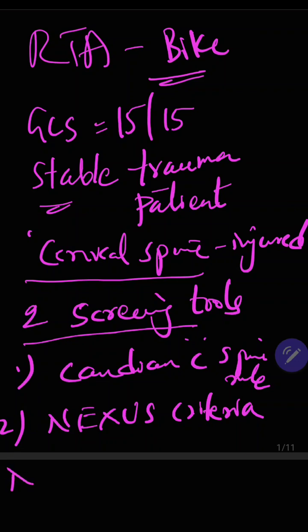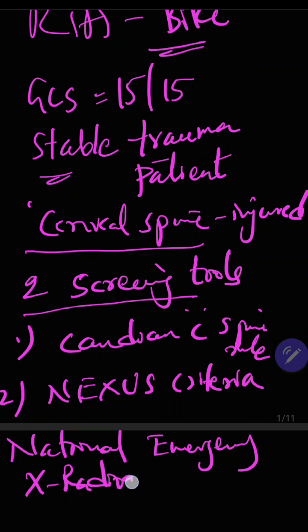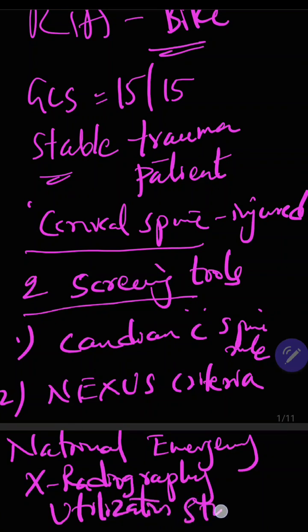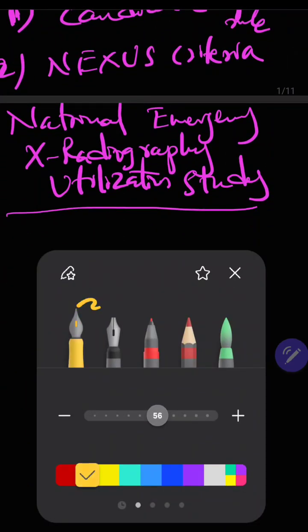So what is NEXUS criteria? National Emergency X-radiography Utilization Study. So we will be discussing these two tools. Basically these are the approaches to cervical spine injuries. First we will be discussing the Canadian C spine rule.